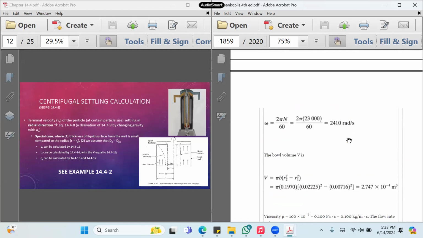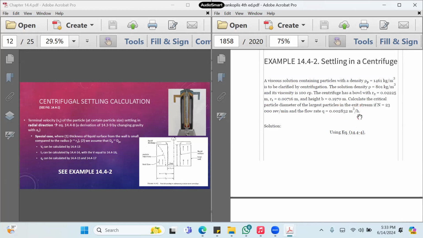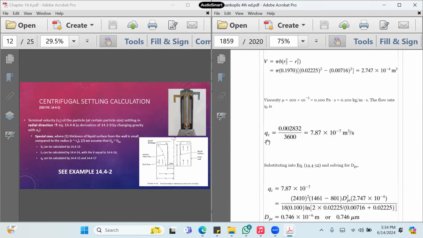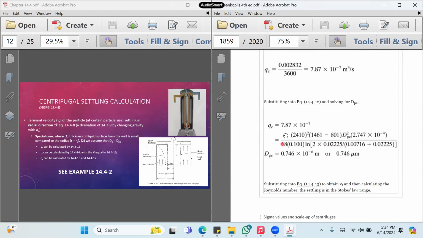When we go back up, we know that the flow rate is per hour. However, it should be per unit second. So that's why they changed the unit to become cubic meter per second. So we know QC, we know V, we know angular velocity, we know all others besides dPc.